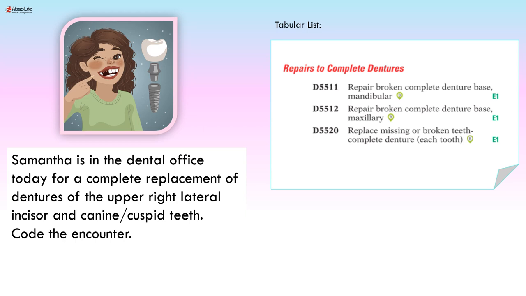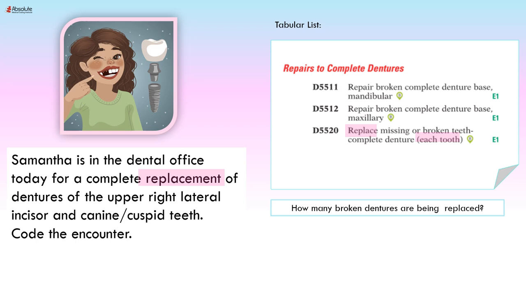But look here, D5520, replace. That is going to be our keyword: replace missing or broken teeth, complete denture. And this is coded for each tooth. So now we have to determine how many broken dentures are being replaced for Miss Samantha here. It looks like Miss Samantha lost the dentures of the upper right lateral incisor and the canine cuspid teeth.